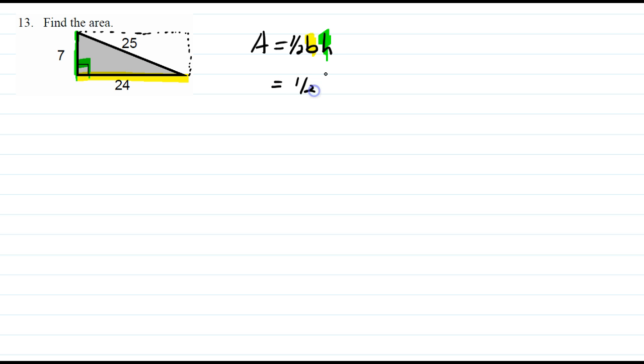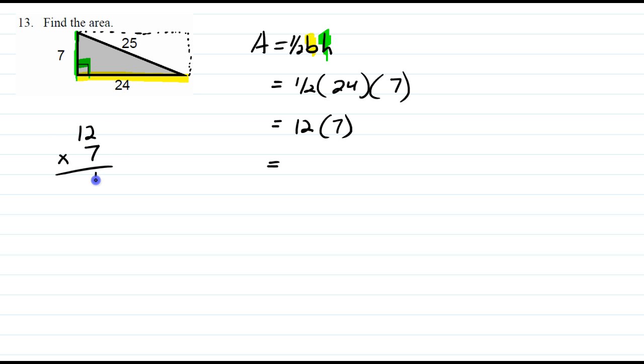So it's just going to be 1/2 of 24 times 7. And so half of 24 gives us 12. And 12 times 7, again, if you don't know what it is, just come off to the side and multiply. Gives us 84. So our area is going to be 84 units squared.